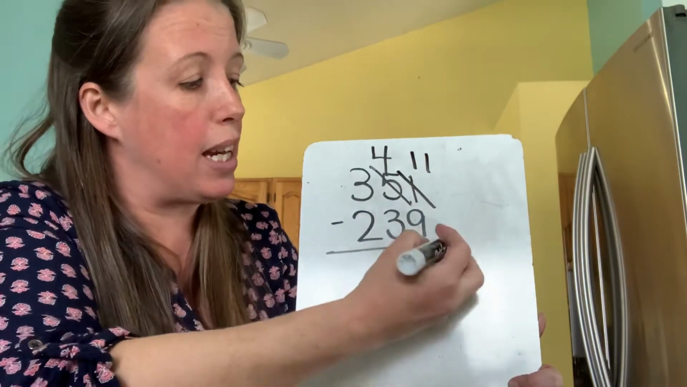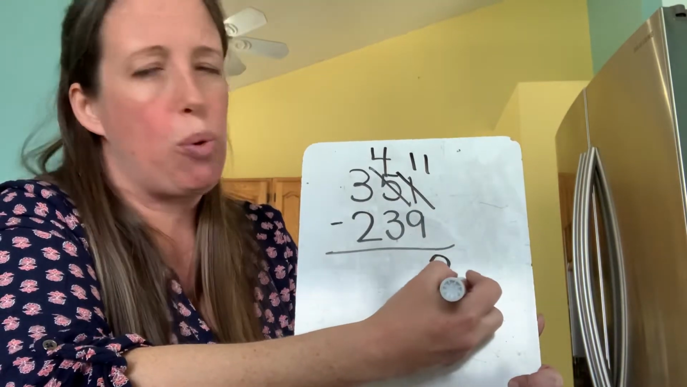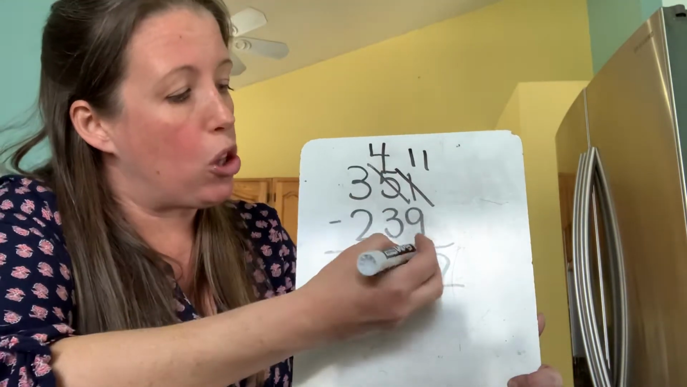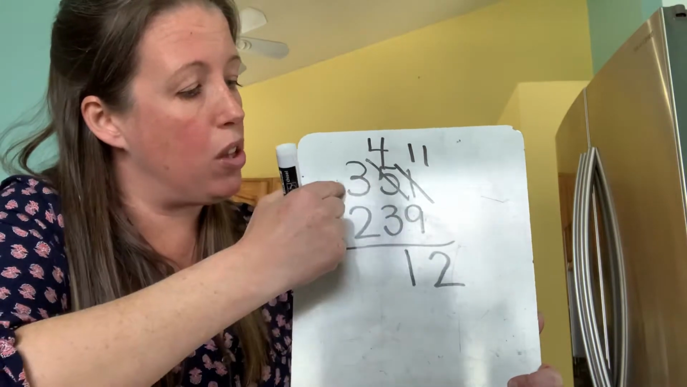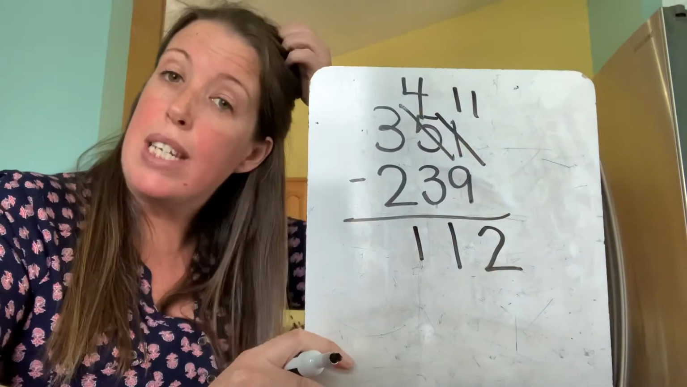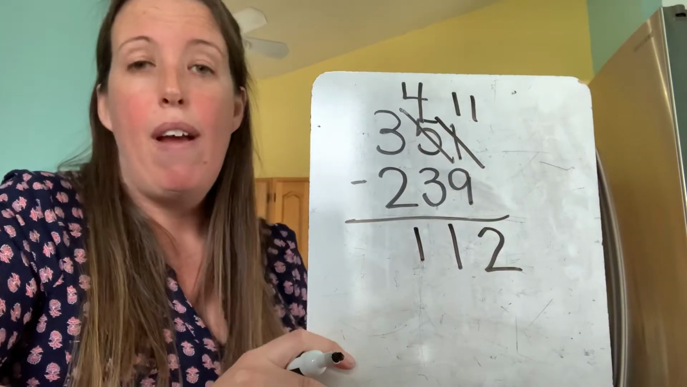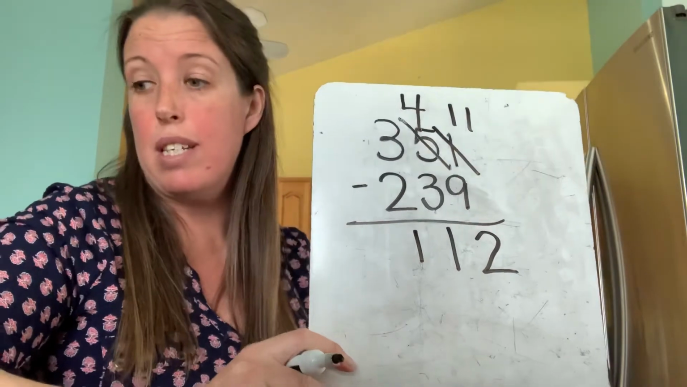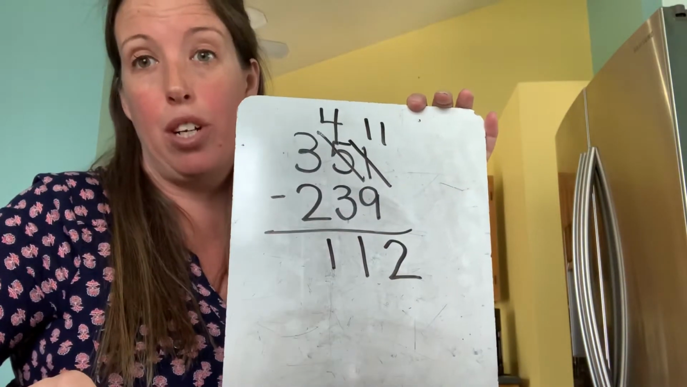11 minus 9 is going to leave me with 2. I can just count up 9, 10, 11. 4 take away 3 is going to leave me with 1. And then 3 take away 2 will also leave me with 1. So my difference is 112. And now we're going to try the next strategy, and we should get the same difference since it's the same equation. So this is also, again, this is the traditional method.